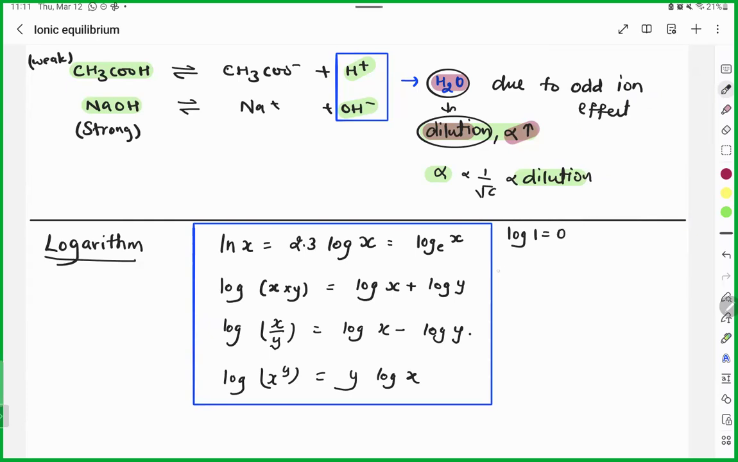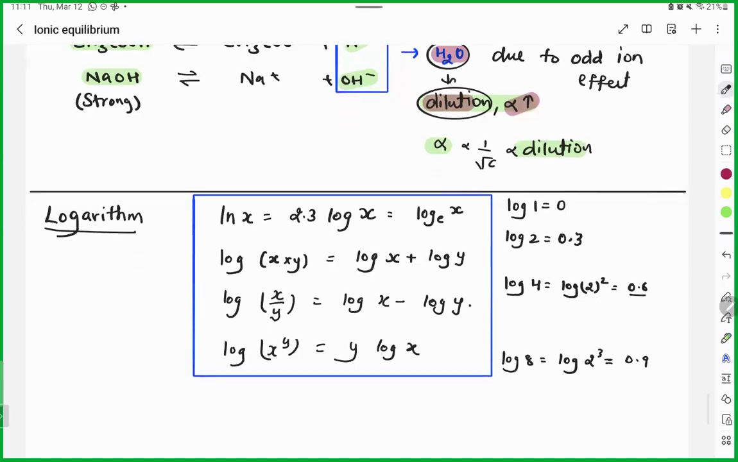Yes, sir. Log 2 value? 0.301, just write 0.3. Log 4 value, Chandana? It's 0.6. 2 raised to power 2, so it will be multiplied by 0.3. Log 8 value, 0.9. 2 raised to power 3.